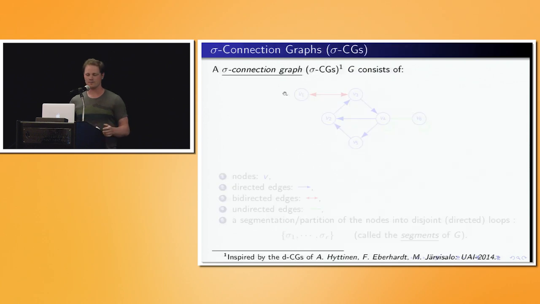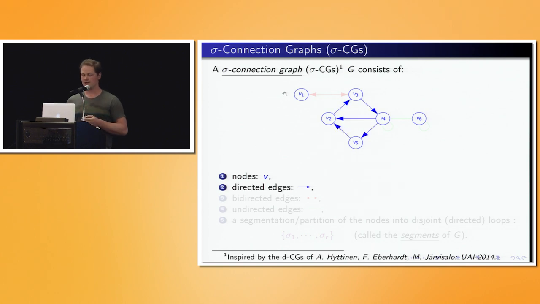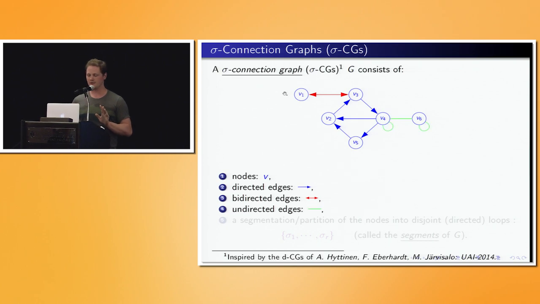We need to define a more elaborate graphical structure. This graphical structure we call the sigma connection graph, and d-separation will be replaced by sigma separation. As you can see, we borrowed the word from the d-connection graph from the paper listed below. A sigma connection graph now consists of nodes, as before. We now have directed edges, bidirected edges, which weren't present before, and we also allow for undirected edges.